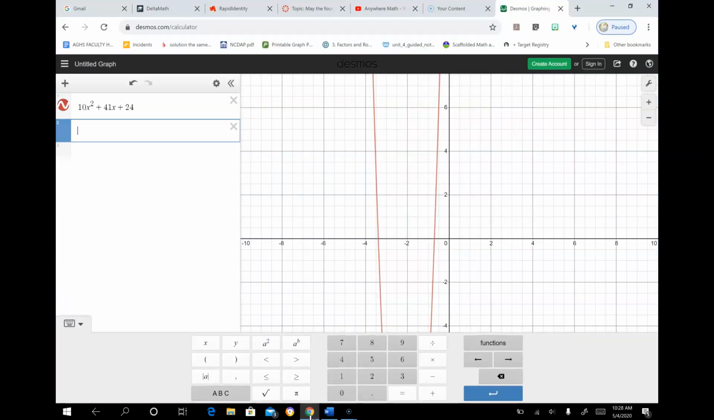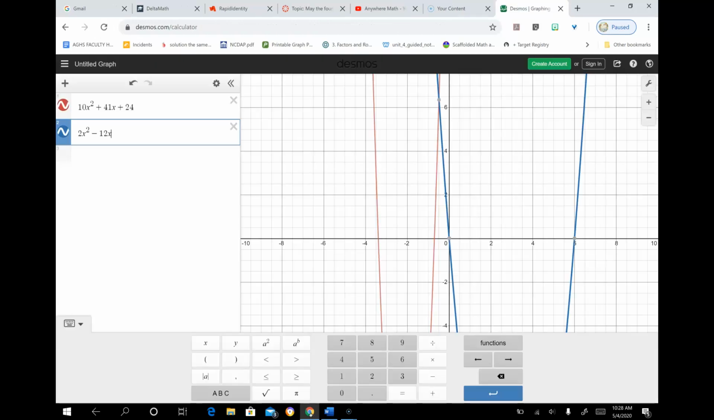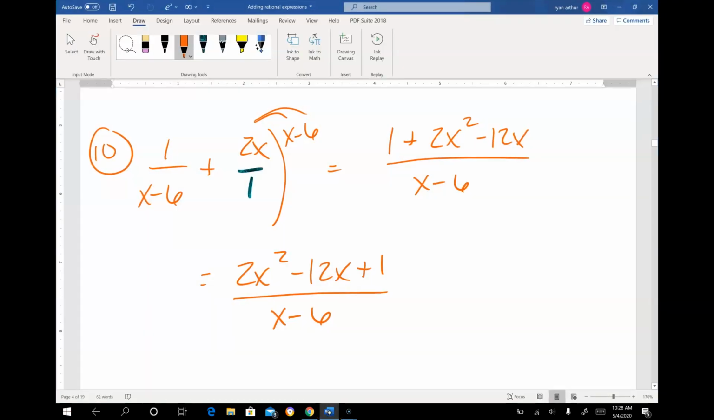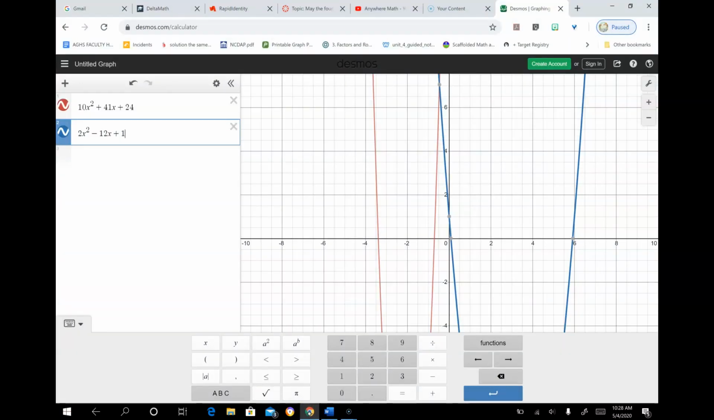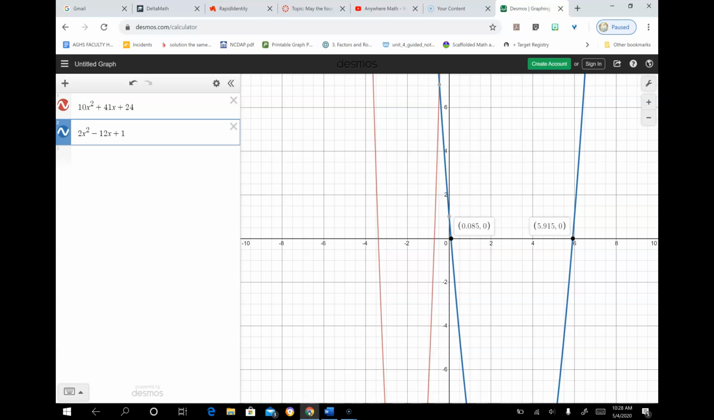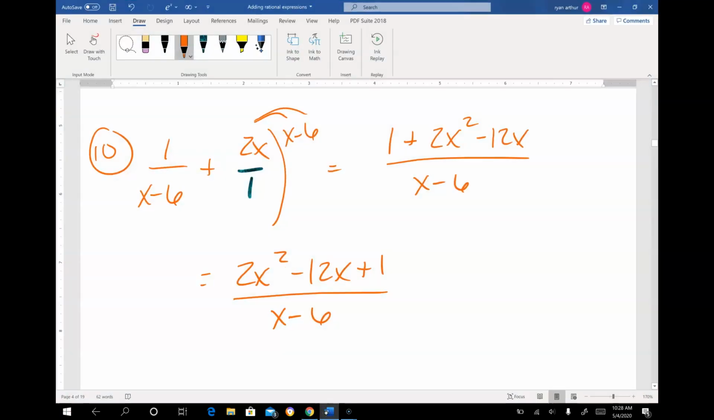So it's going to be 2x squared minus 12x plus 1. I don't know what I just did, but whatever. Plus 1. So is that right? Let's double check. Negative 2x squared minus 12x. Okay. So is that one pretty? No. So it cannot be factored anymore. So once in standard form, that is your answer. Okay?